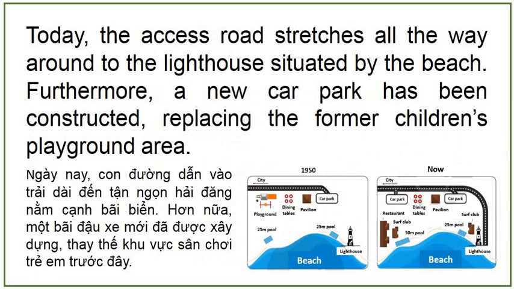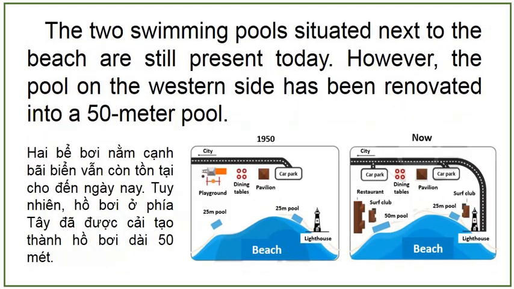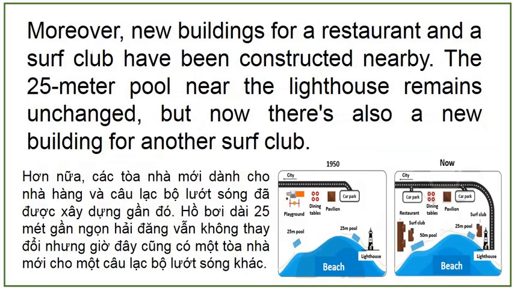Furthermore, a new car park has been constructed, replacing the former children's playground area. The two swimming pools situated next to the beach are still present today. However, the pool on the western side has been renovated into a 50-meter pool. Moreover, new buildings for a restaurant and surf club have been constructed nearby. The 25-meter pool near the lighthouse remains unchanged, but now there's also a new building for another surf club.